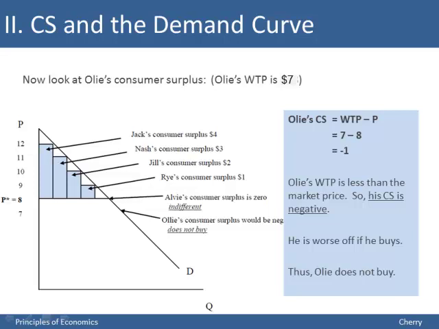And then if you go down the demand curve, maybe someone else has a $5 willingness to pay, a $3 willingness to pay, a $2 willingness to pay. All of those people face that same decision, and they're not going to buy.